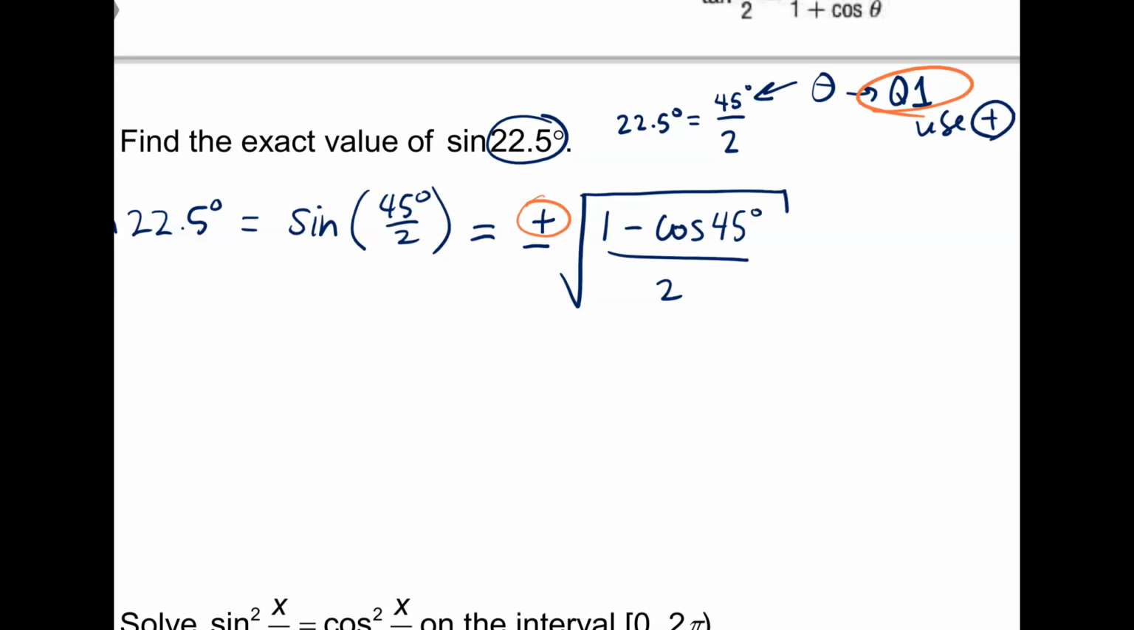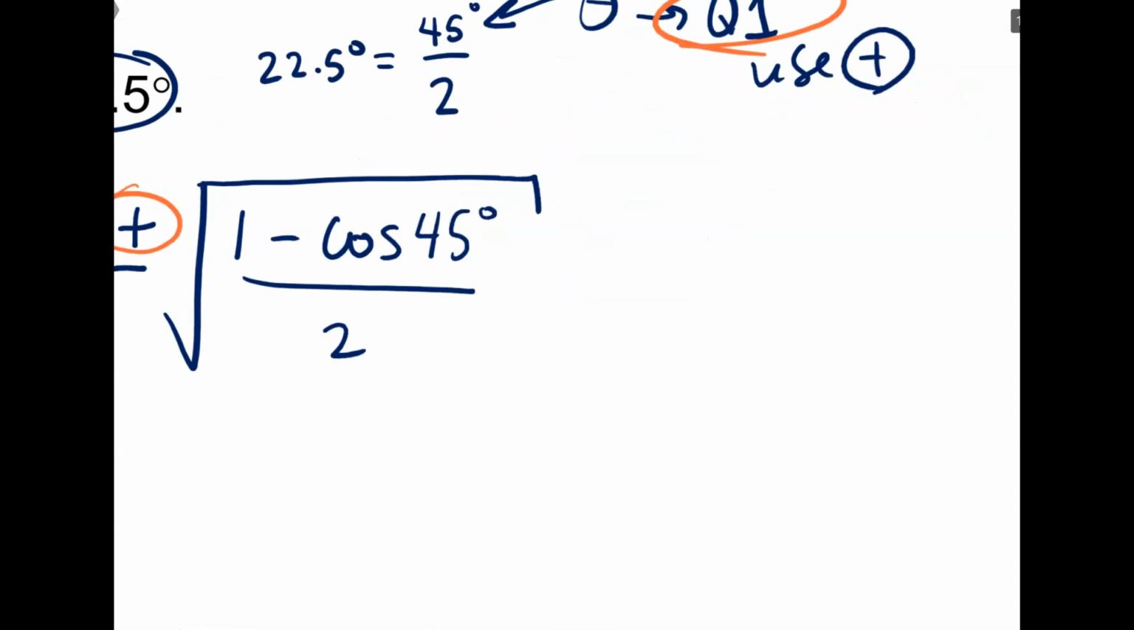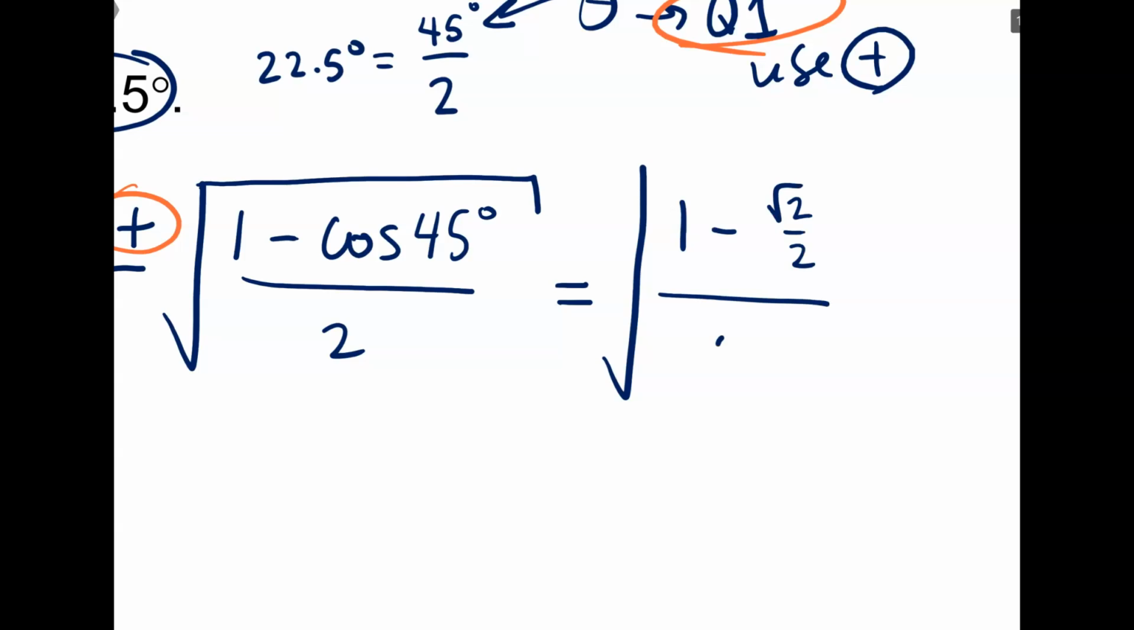Awesome. Okay, so let's plug in. Do we know what cosine of 45 degrees is? Root 2 over 2. Awesome. So the trig and pre-cal part is done. Now it's just algebra 2, simplifying under the radical: 1 minus root 2 over 2, all over 2.